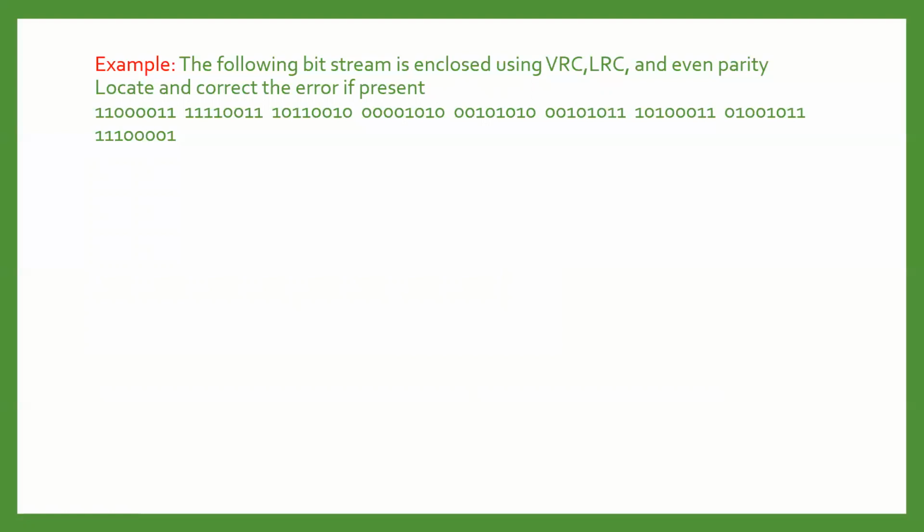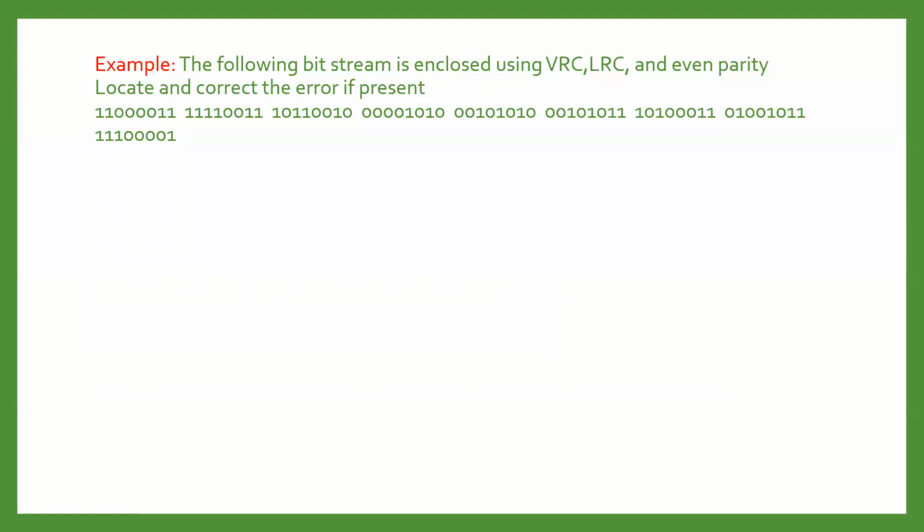Now, as a receiver, we have to work. What will the receiver do after getting this data? It will calculate the LRC and VRC for the given data, and it will check the last column and the last row to see whether both the calculations are the same or not.